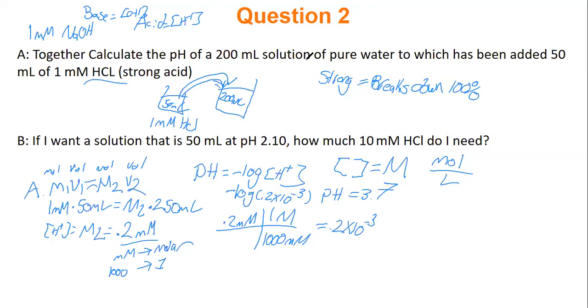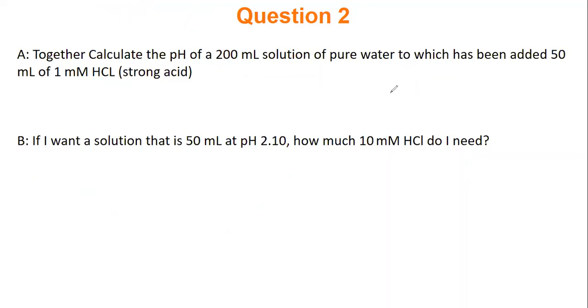All right, so I'm gonna clear this. All right, B, I want a solution that has 50 molars at pH 2.10. How much 10 millimolar HCl do I need for this?